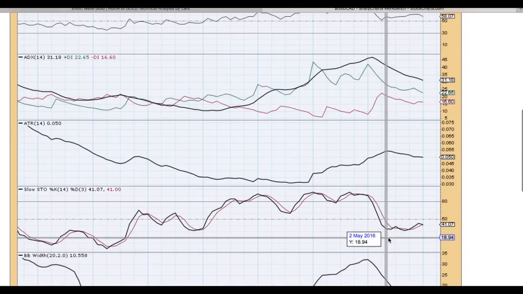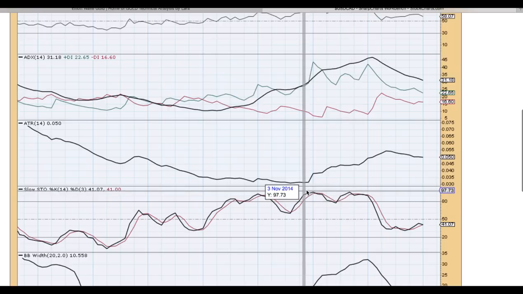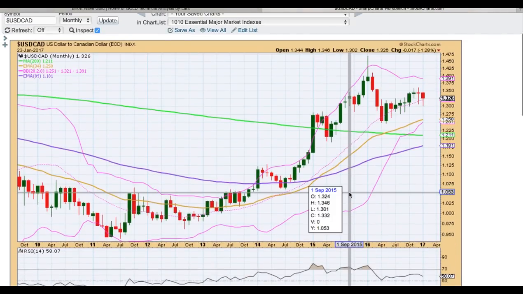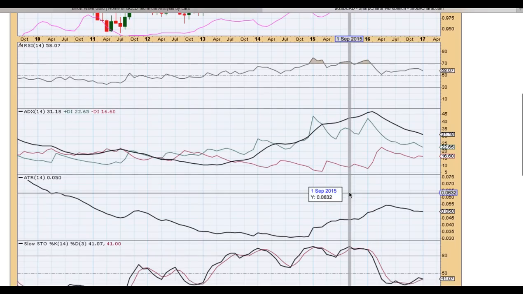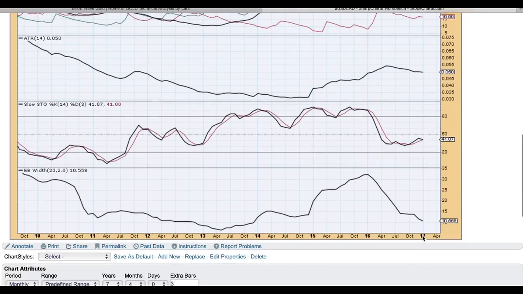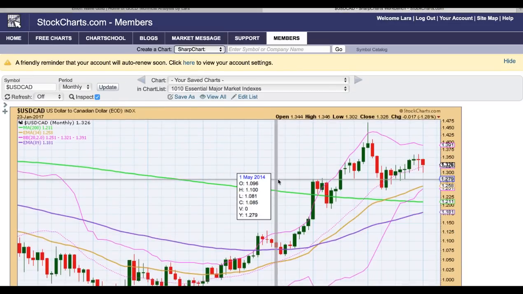Stochastics did not reach overbought here. And there was divergence only back to here. Okay, single divergence. Hasn't reached oversold. Bollinger Bands contracting. And price hovering around the midline.